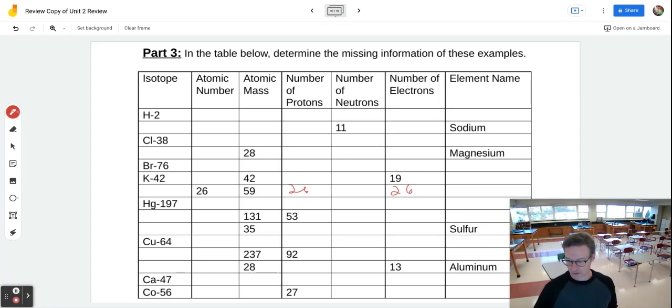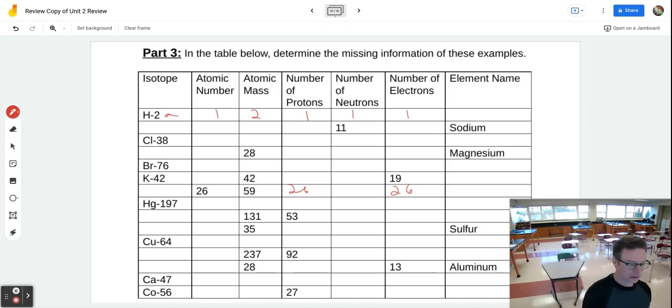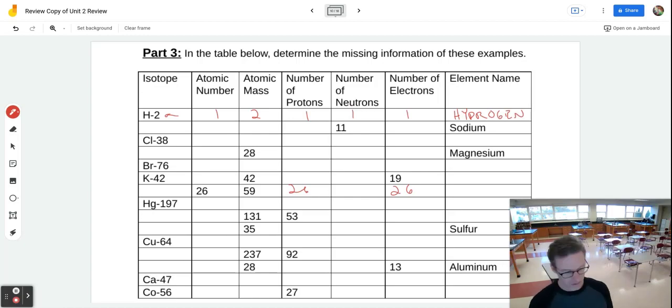So H2, H is the element hydrogen, which is atomic number 1, which has 1 proton and 1 electron. The fact that it says H2, remember that number after the symbol is the mass. So I can use that. The mass is the number of protons plus the number of neutrons. So that's 1, and it's hydrogen. Okay, so I'm just going to fill the rest of these in as we go.